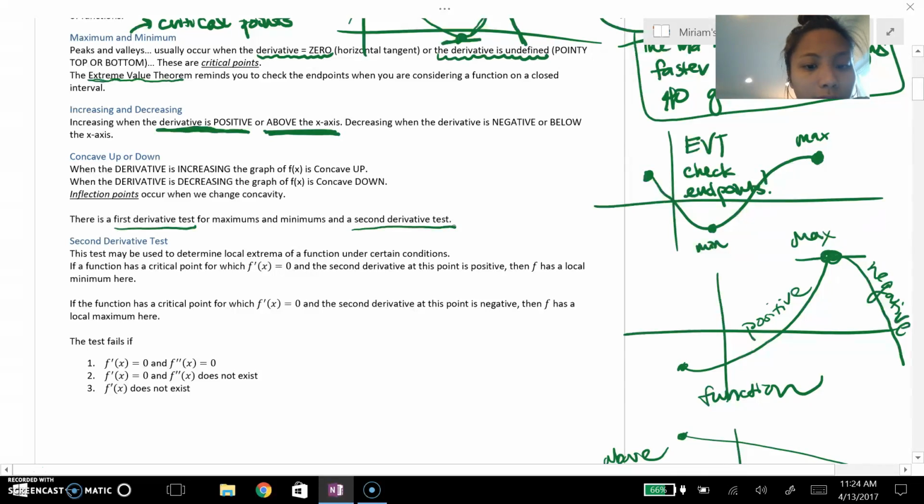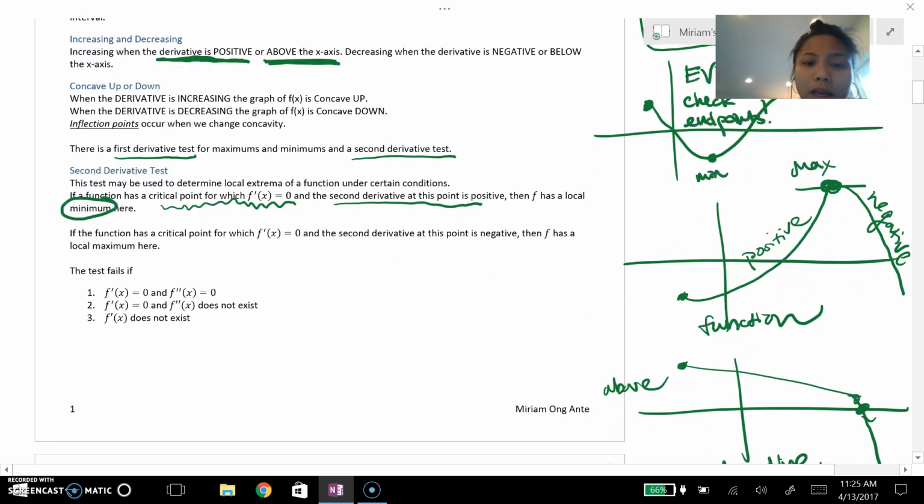The second derivative test says, if you have a function and you know that you have a critical point, meaning the first derivative equals 0, and the second derivative there is positive, then you have a local minimum. Okay, meaning when the second derivative is positive, we have to remember that that means concave up.